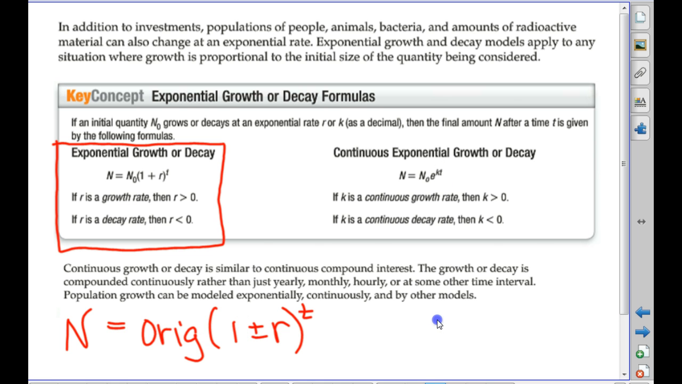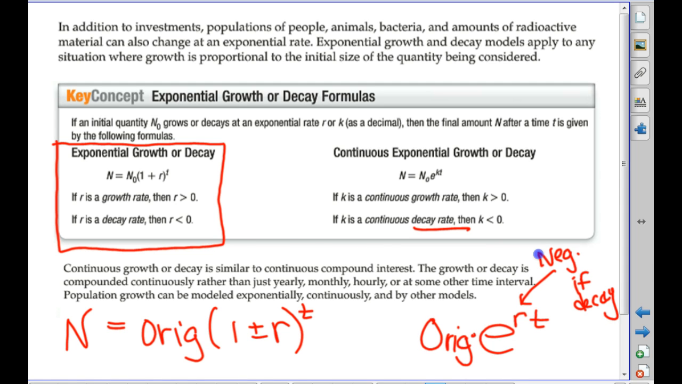The continuous exponential growth is original amount times e to the rt. And if it is decaying, your r value will be negative. Just like we put in 1 minus r over here, this will be a negative r value if it says it is decaying. This is continuous. So you can say plus or minus. Sure, you could write a plus or minus on that r, yep.